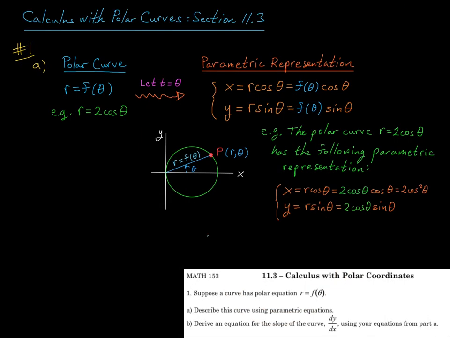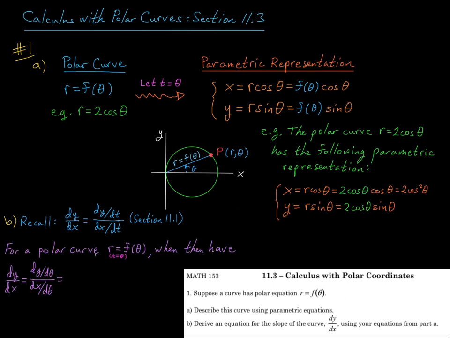Cool. Now looking at part B, it says derive an equation for the slope of the curve dy/dx using your equations from part A. For this, we're just going to rely on what we already did back in section 11.1. Recall dy/dx was just the ratio of our vertical velocity, dy/dt, to our horizontal velocity, dx/dt. So for a polar curve, where we're thinking of the parameter t as the rotation angle theta, dy/dx would just be dy/d theta divided by dx/d theta.